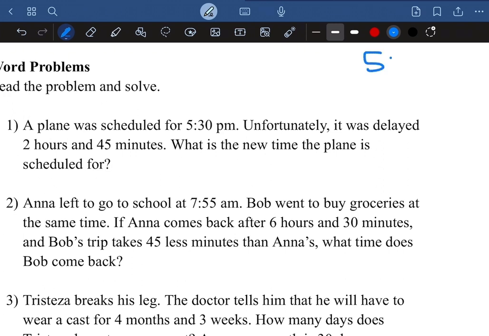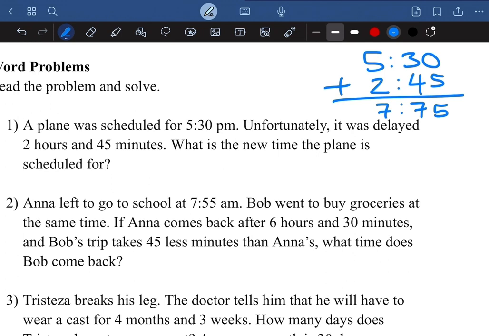So 5:30 plus 2 hours and 45 minutes. So we just add these two up. 0 plus 5 is just 5. 3 plus 4 is 7. And 5 plus 2 is 7. So since there's only 60 minutes in an hour, we're going to subtract the 60 from 75 and then add the hour to 7. So the new time will be 8:15 p.m.